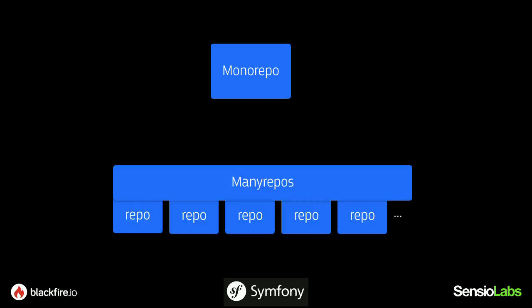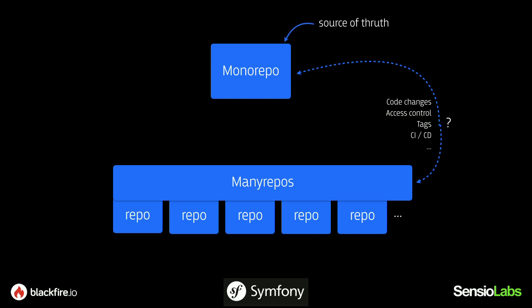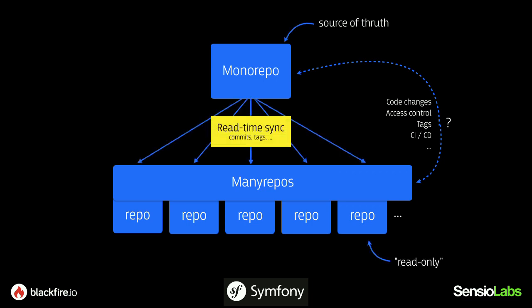And then we also have the many repositories, and those are read-only, and they are synchronized in real time, right? This one is read-only, and then we need something in the middle that actually synchronizes the monorepo with the many repos. So we have one monorepository where we have different directories, and for some directories, we want to split them into individual repositories. Right, that's the many repos.